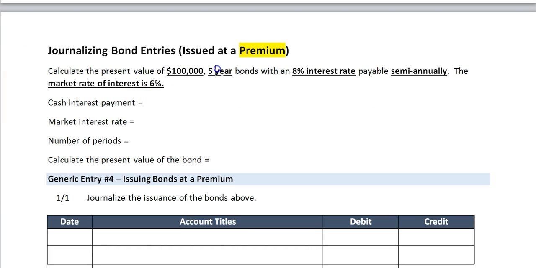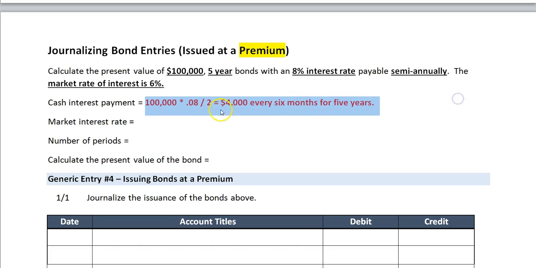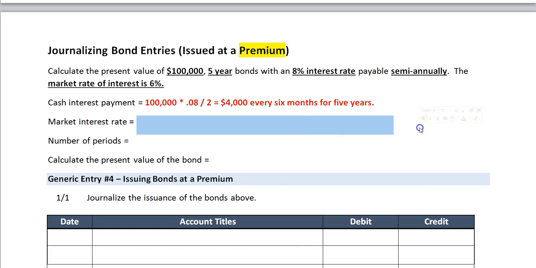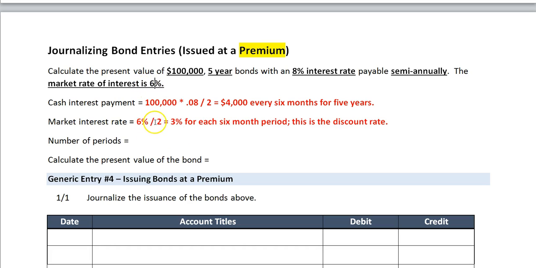So this time, $100,000 5-year bonds, 8% coupon rate, payable semi-annually, and the market rate of interest is 6%. The cash interest payment will equal the face value times the coupon rate divided by 2, because it's semi-annually. So the cash interest payment will be $4,000 every 6 months for 5 years. The market interest rate per period is going to be 6% divided by 2, and the number of periods, 5 years times 2, is 10.